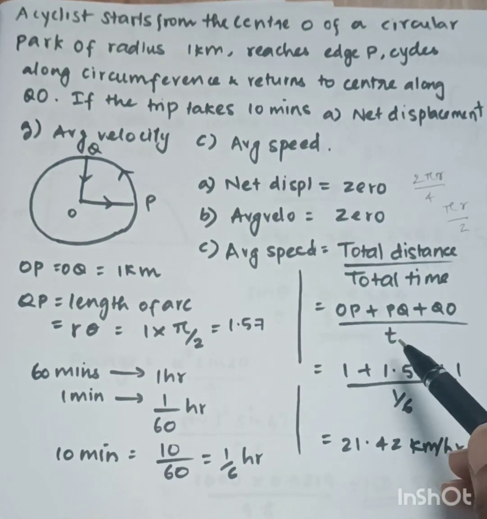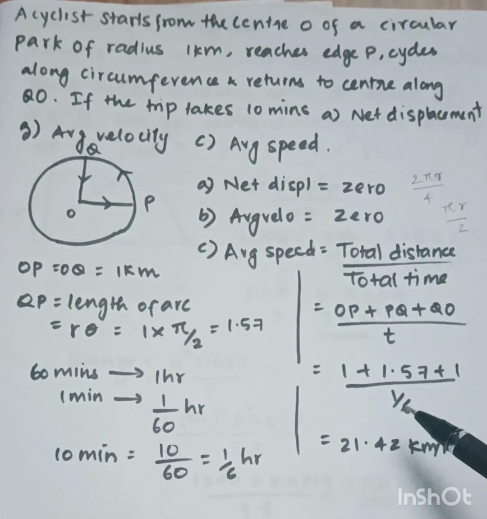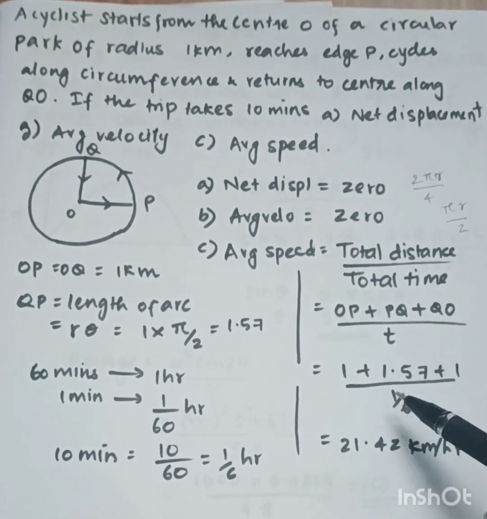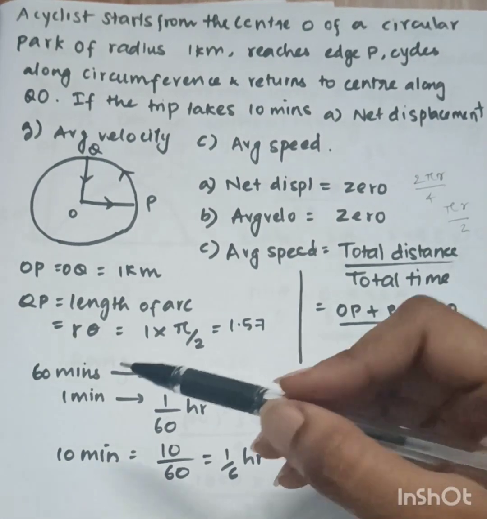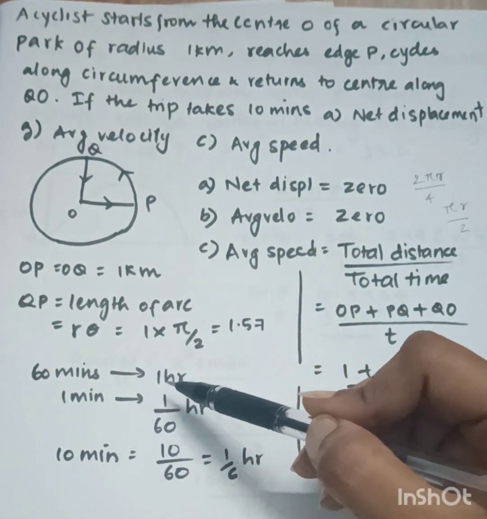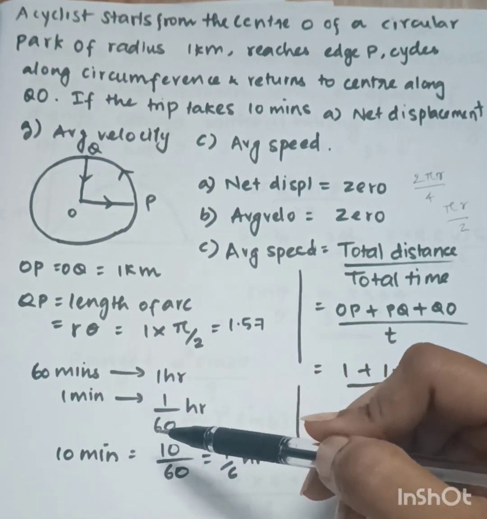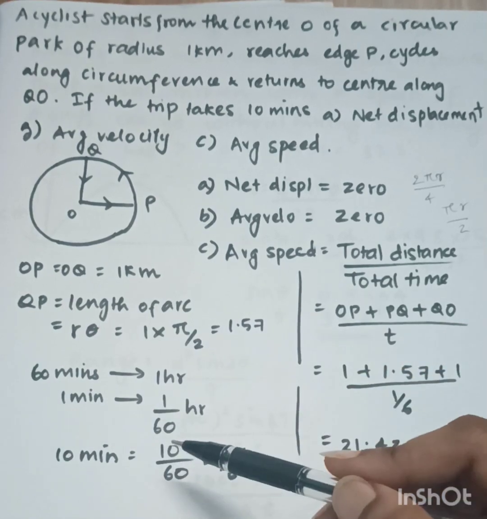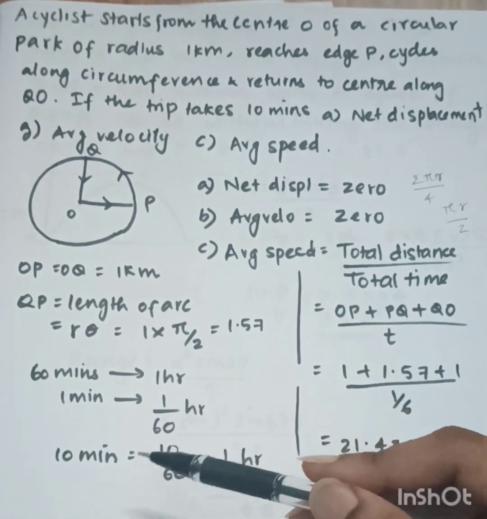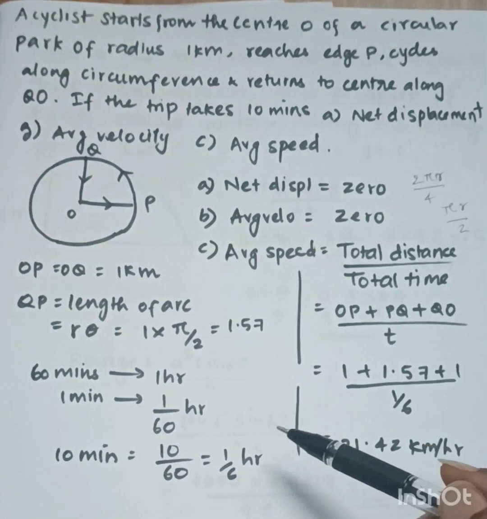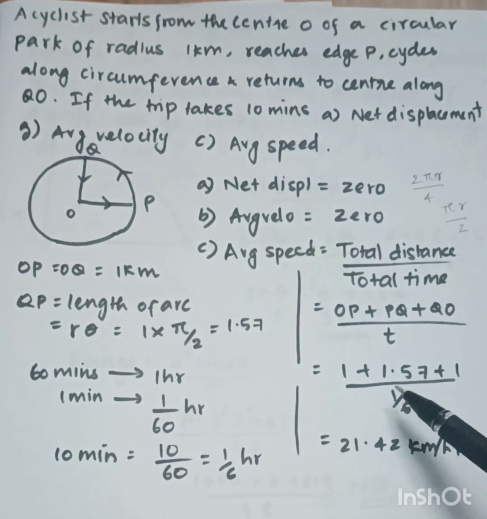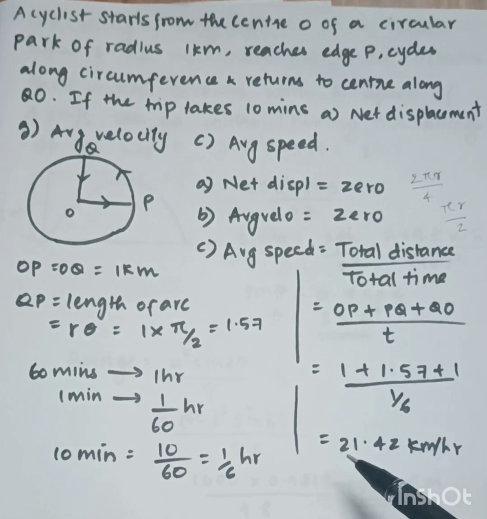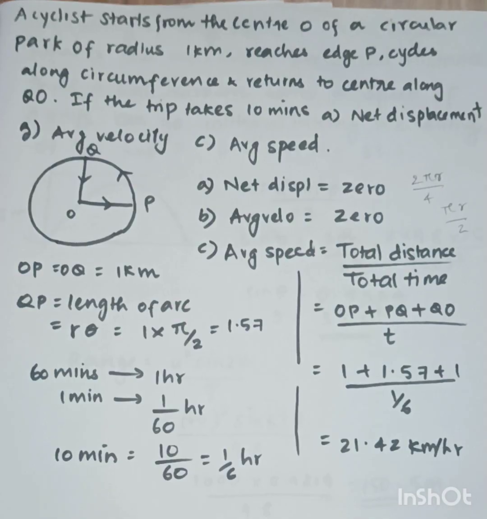Now what is the time? Time equals 1 by 6. Why are we writing 1 by 6? We are finding in hours because we have taken distance in kilometers. 60 minutes is 1 hour, so 1 minute is 1 by 60 hour. So 10 minutes is 10 by 60 hour, that is 1 by 6 hour. So that is the total time. On solving this, we are getting 21.42 km per hour.